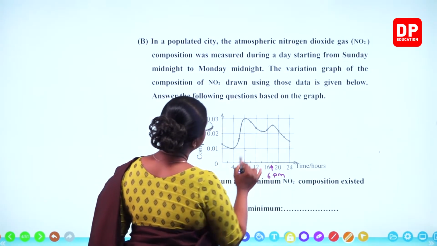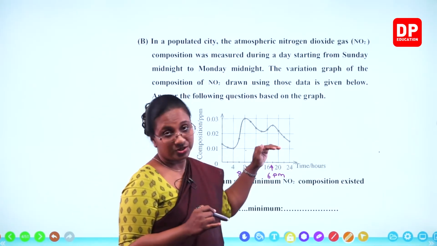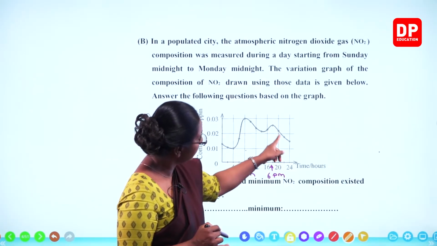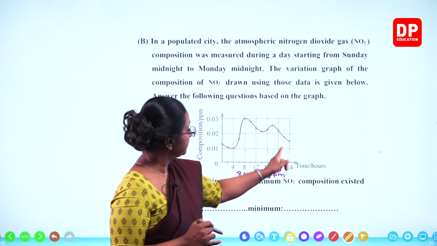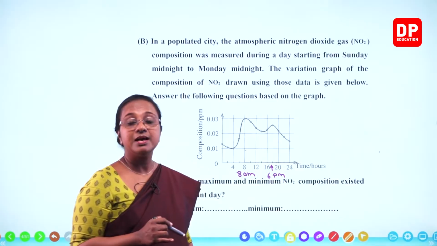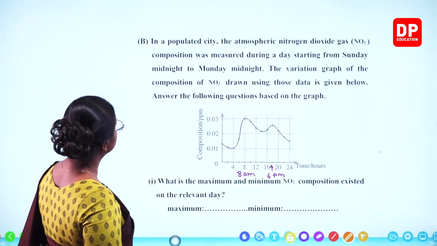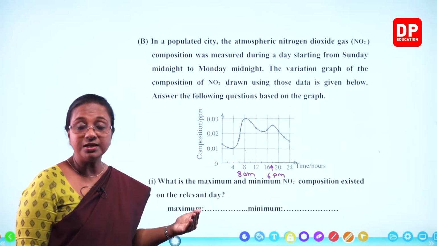It's almost 0.2025 ppm, not the exact value. Then again you can see it starts decreasing. 20 means 8 p.m., then 10 p.m., again midnight 12 p.m., it has come down. So that is how the nitrogen dioxide gas composition changes within a 24-hour day.